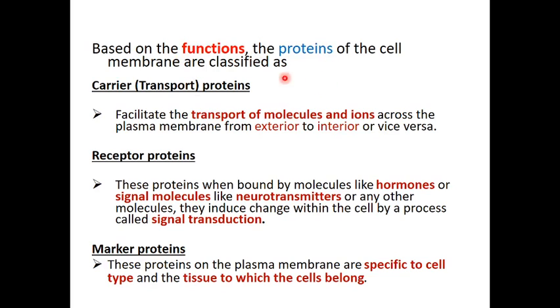Okay, so based on the functions, the proteins of the cell membrane can be classified into carrier or transport proteins, which facilitate the transport of molecules and ions across the plasma membrane from the exterior to the interior or vice versa. Transport of molecules and ions is very much essential inside the cell and outside the cell, all of you know.